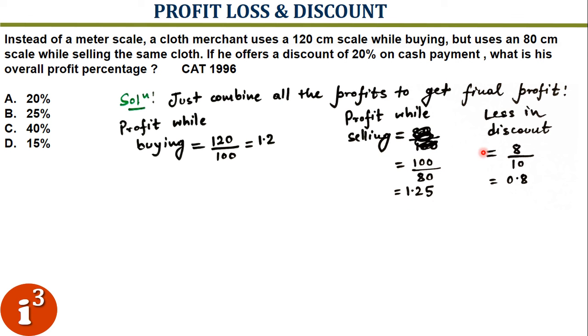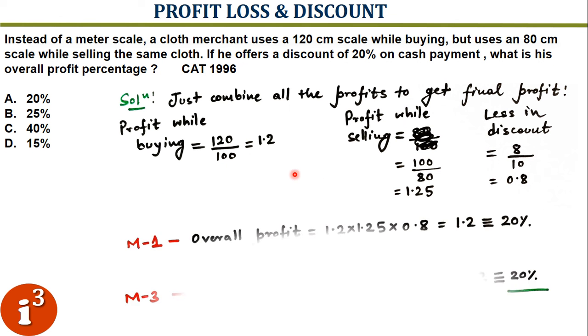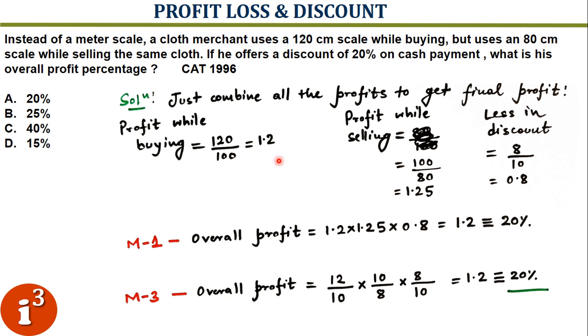So 1.25. But he has given a discount, 20% discount, which means 8 by 10, that is 0.8. So you need to combine all these three factors to get the overall profit. From the concept of multiplying factor, this is 1.2 into 1.25 into 0.8, which comes to 1.2, that is a profit of 20%.